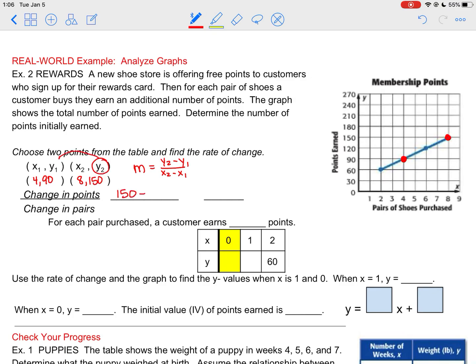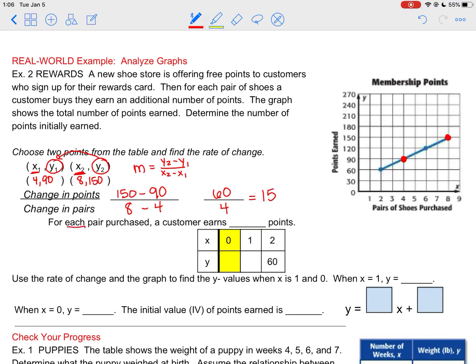So the second y is 150. And I'm going to subtract the first y, which was 90. And that goes on the top. And then on the bottom, the second x, which is 8, minus the first x, which is 4. So I plug my numbers into my formula and then I simplify. So 150 minus 90 is 60. And 8 minus 4 is 4. So the final step to finding that rate of change is to divide. So 60 divided by 4 is 15.